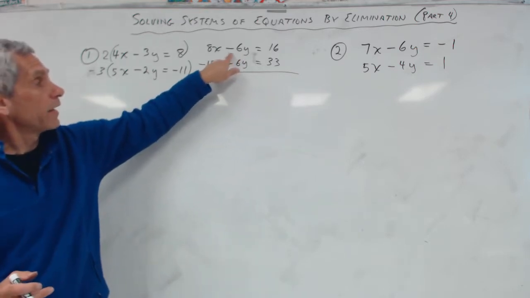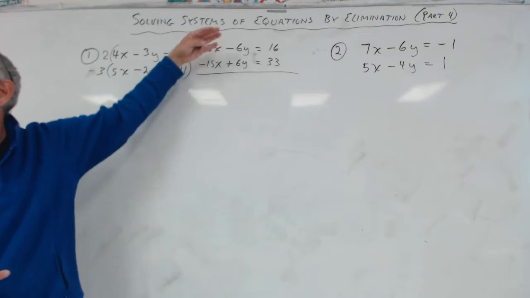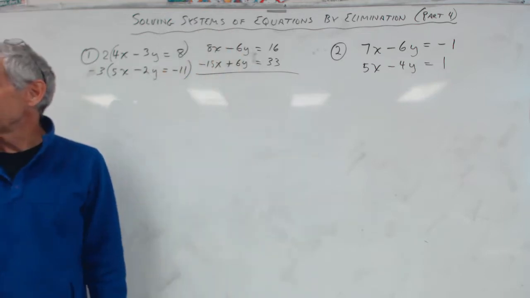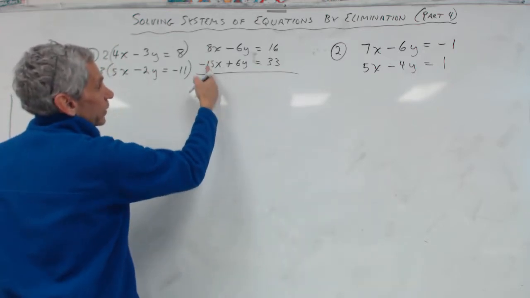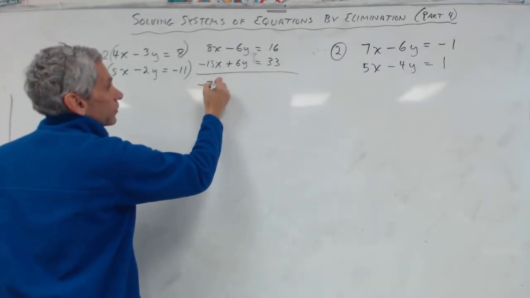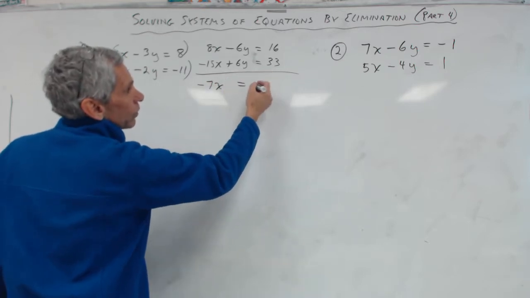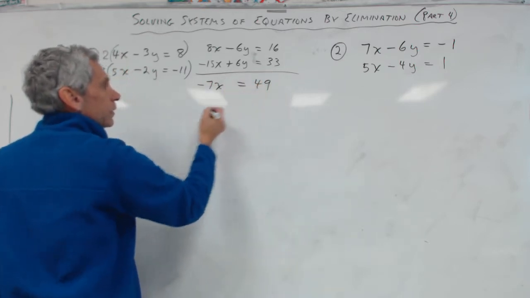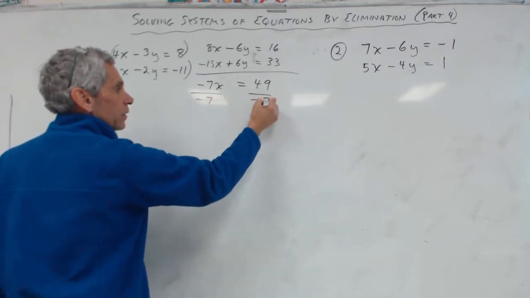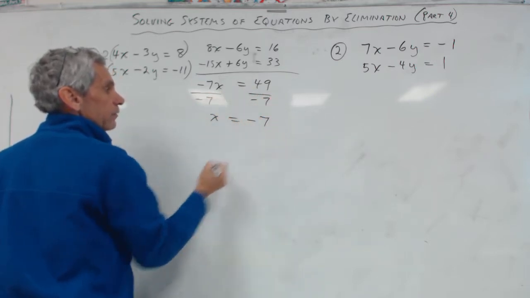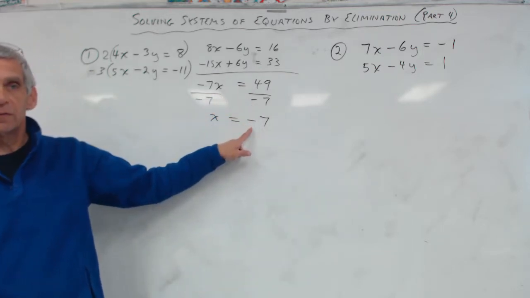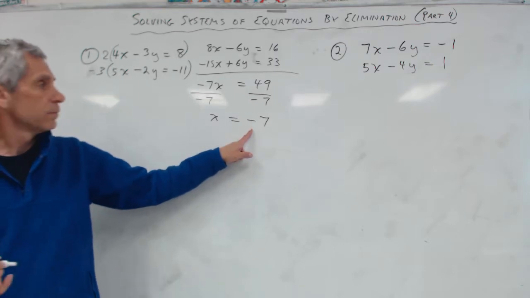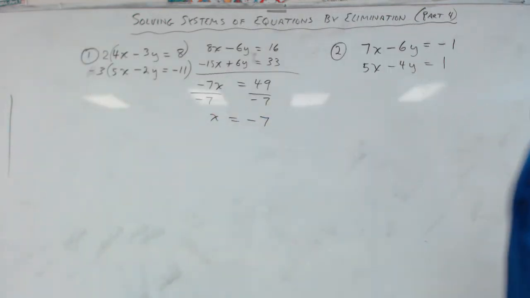Look, we have a negative 6y and a positive 6y. If I add these two together, the y's are eliminated. Does that make sense? And on the bottom, suddenly I have, what is this going to be? Negative 7x is equal to 49, is that right? And then I can divide by negative 7, and that gives me x is equal to negative 7. Positive divided by negative is a negative. Remember that? Okay. Are all these written down? You got all this stuff written down? All of it written down?